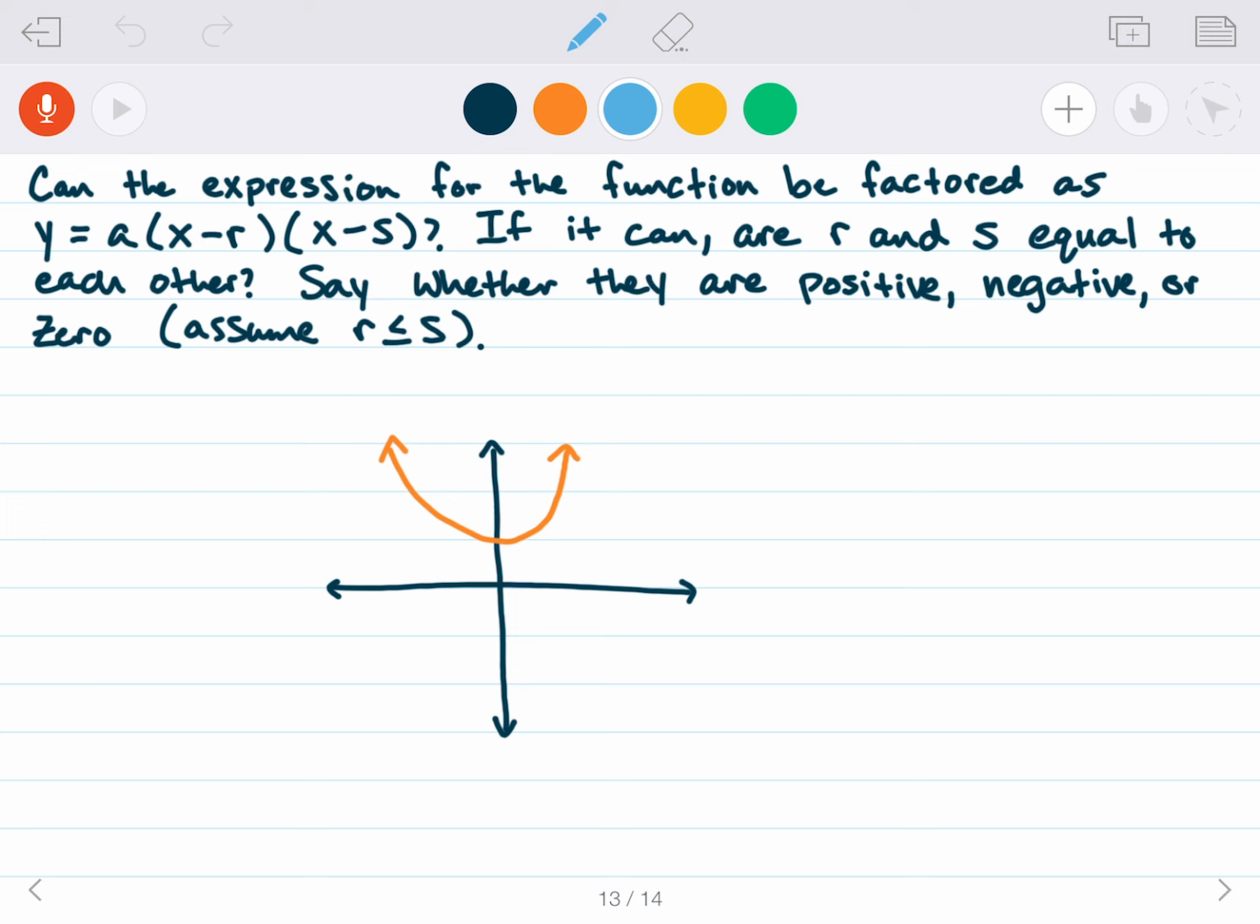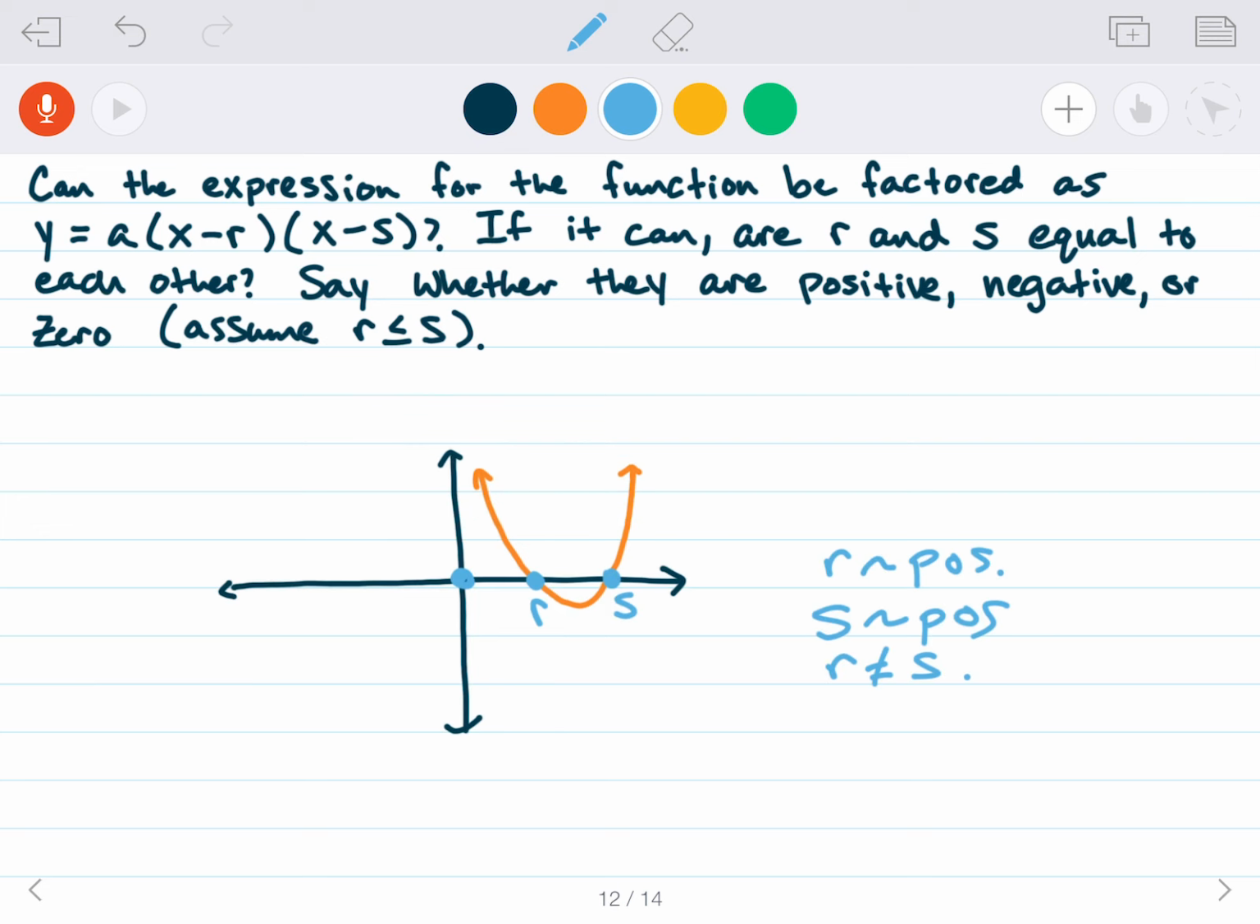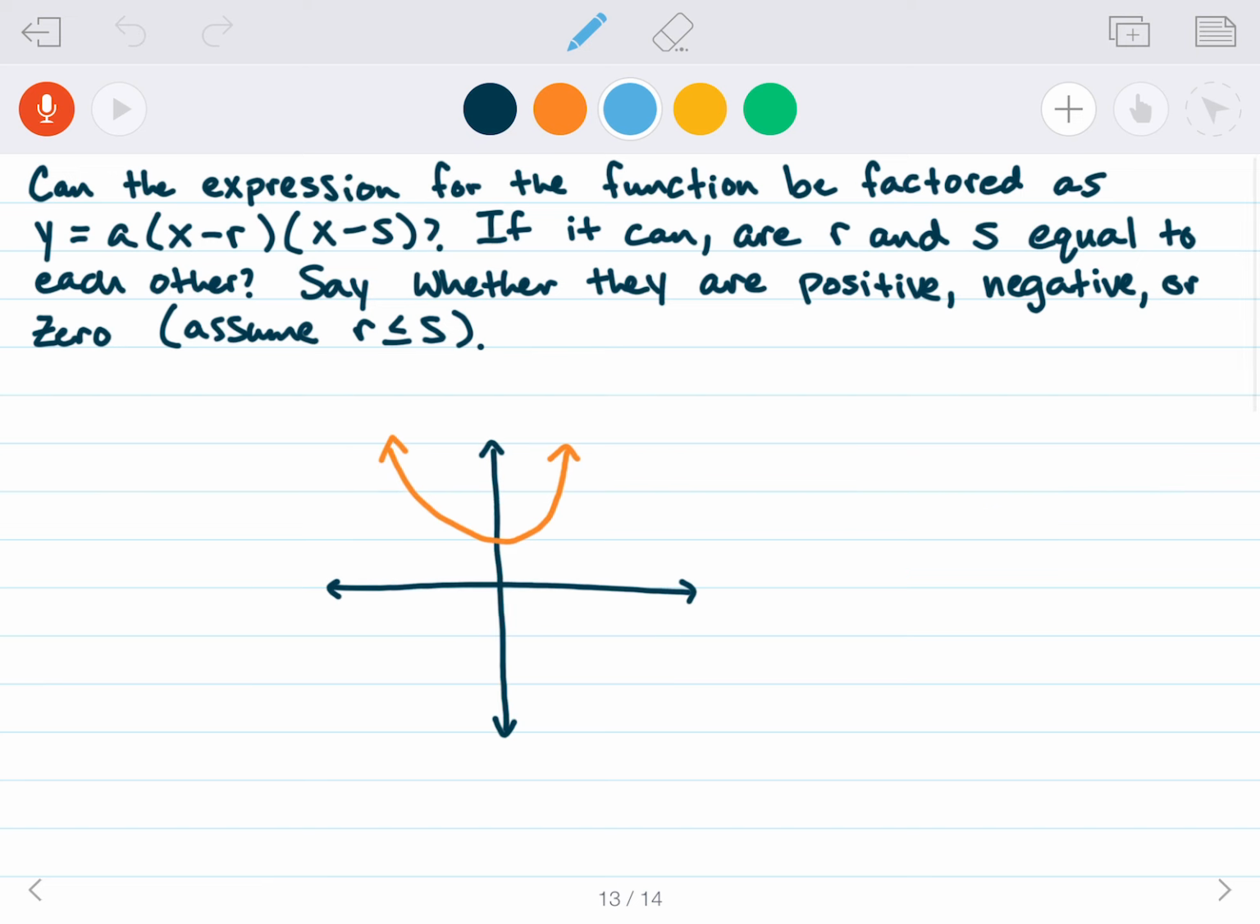Can it be factored? Well, did we say it could be factored here? Yes, it can be factored because it crosses the x-axis. If it crosses the x-axis, it can be factored. Here, it cannot because it doesn't cross the x-axis. You see, it's floating above it, and it's never going to cross it. So, can't be factored, which means that we can't say anything about R and S. That's the end of the story. Can't be factored.